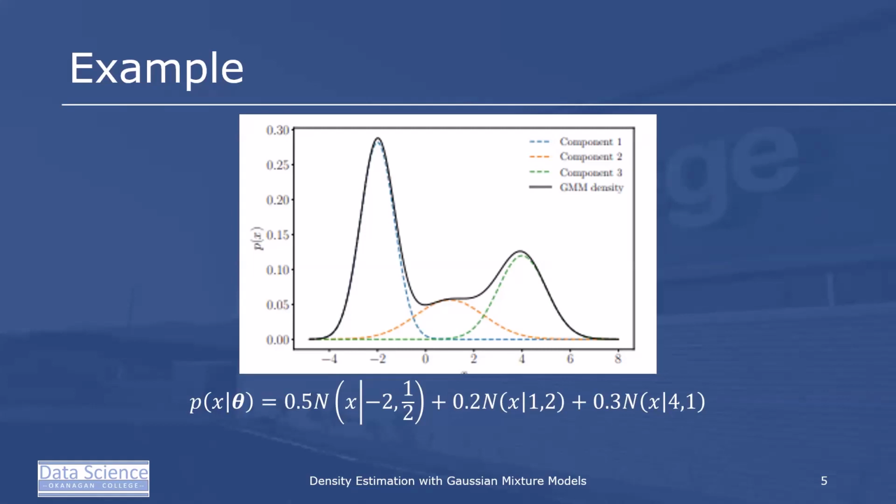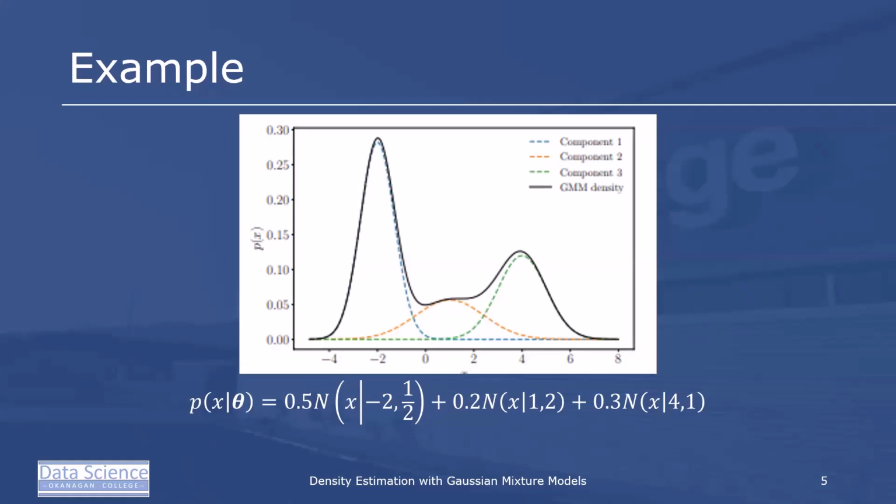The second piece, component 2, is the orange dotted line. That's a normal distribution with mean 1 and variance 2. The third, the green dotted line, component 3, is a normal distribution with mean 4 and variance 1. Now when we add 0.5 of the first one, 0.2 of the second one, and 0.3 of the third one, we end up with the black GMM density function.